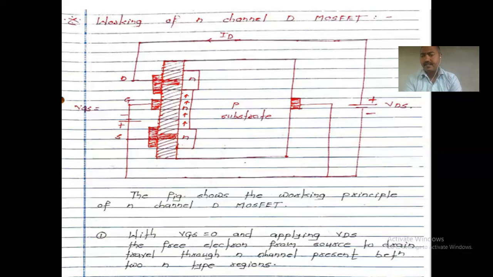Same way, IDSS indicates that when VGS equals 0, in that case the size of this channel indicates that there should be the smallest depletion layer, and that's why there should be the largest amount of current flow through the device. So that current is called IDSS. It is the same as a junction field effect transistor.